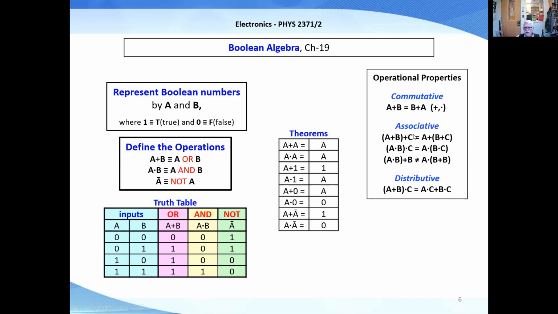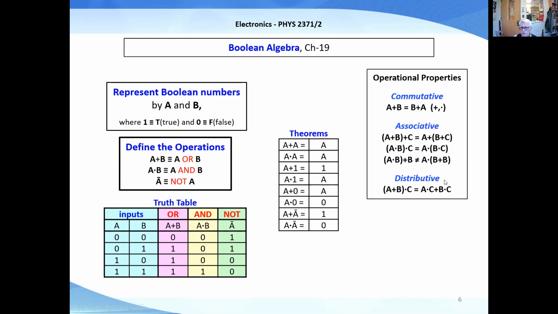Associative, if you have only ors, the pluses, then you can associate. You can do the A and B math first and then do C, or you could do the B and C math first and then do A. And as long as you have all ors with pluses, or all times with ands, you can do that. But it doesn't necessarily work if you have both or and the ands in a formula like this.